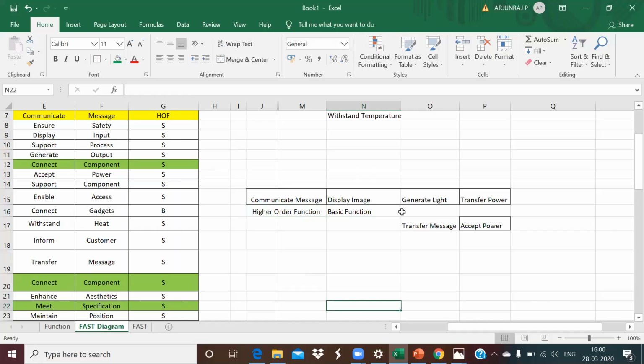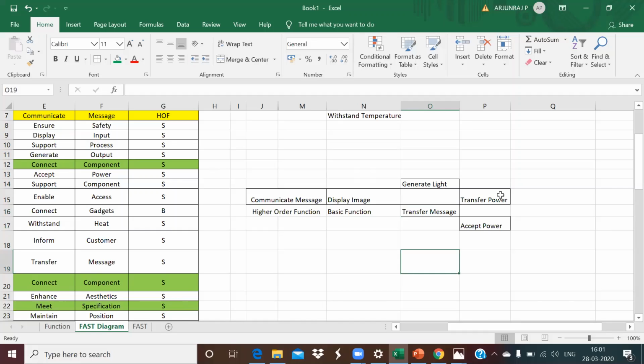What I feel, it can also be an AND gate, but even it is also a simultaneous function. But what I feel, this can be an AND gate. Why do I need to transfer power? To generate light and to transfer image. So this can also be an AND gate. We can close the loop like this.